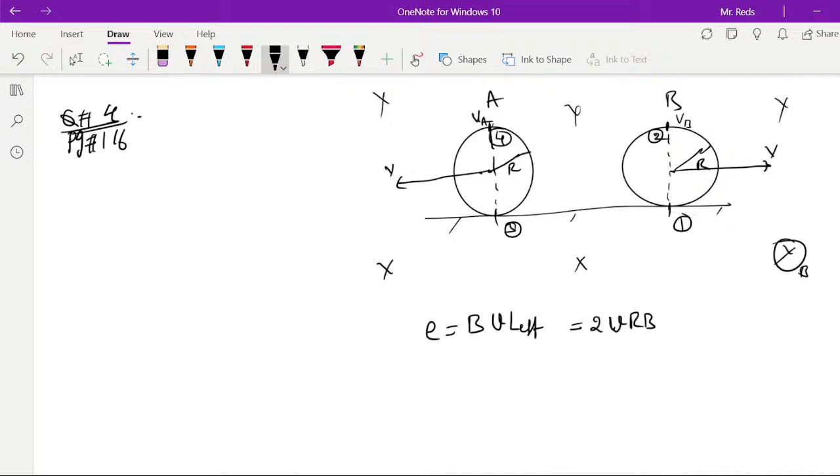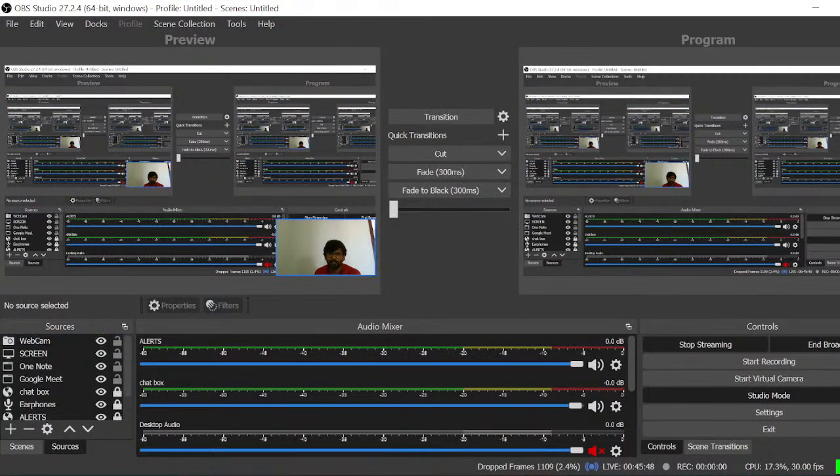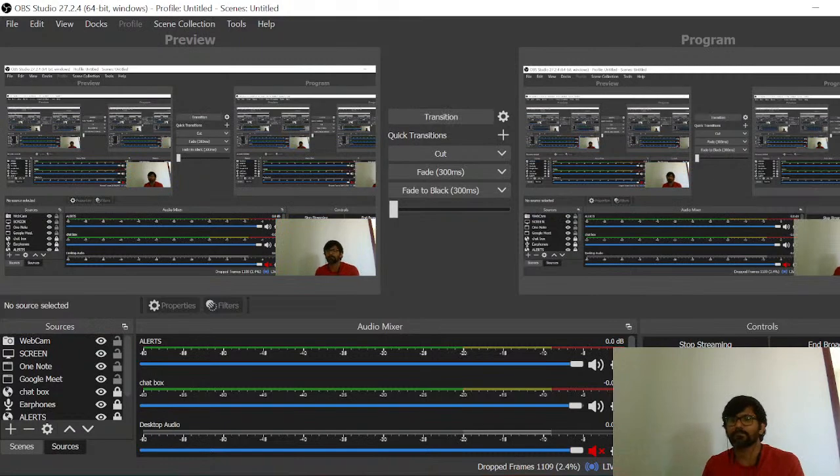And here also the potential will be the same: V into L effective. V is the same, B is also the same, L effective will be 2R, so this also will be 2VRB. But the direction, if you observe, of the potential difference between these two points, if you use the right hand palm rule, if you stretch the fingers, let me show you here.